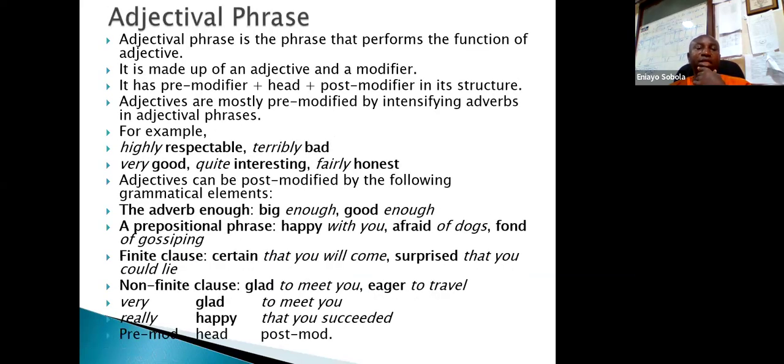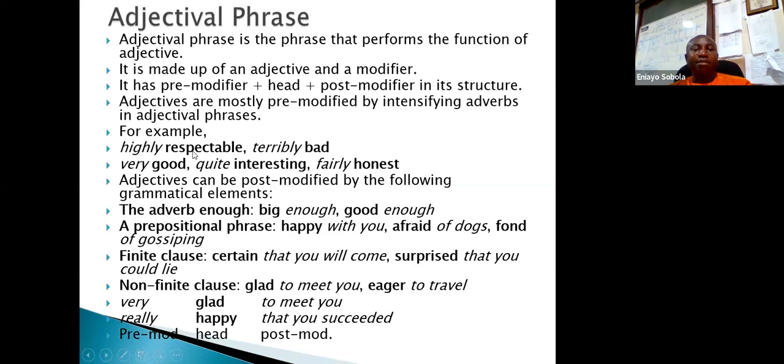So next one is the adjectival phrase. An adjectival phrase performs the function performed by an adjective. It is made up of an adjective and a modifier. It has its own structure, which is premodifier, head, and post-modifier. And adjectives are mostly pre-modified by some elements, such as intensifying adverbs.